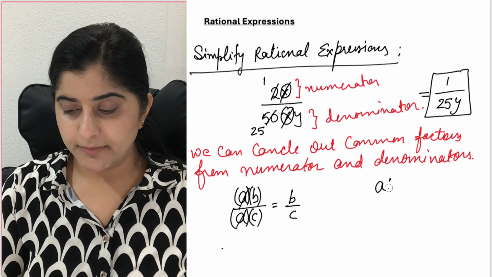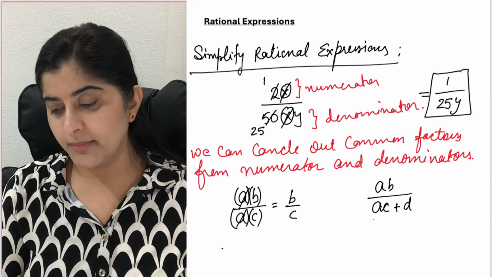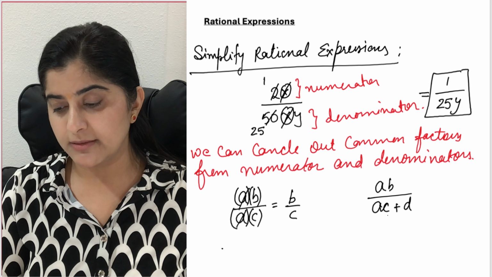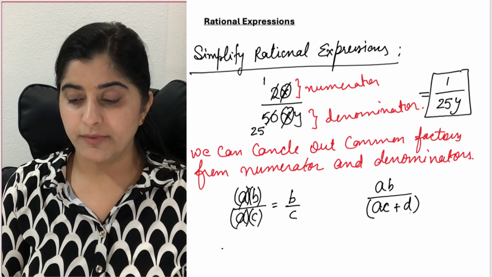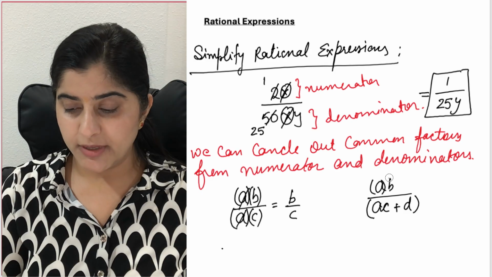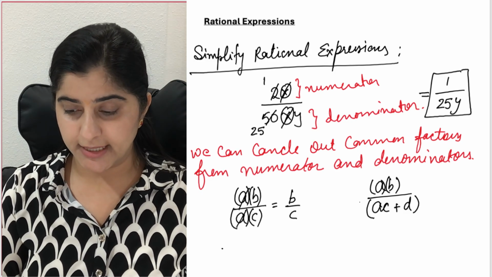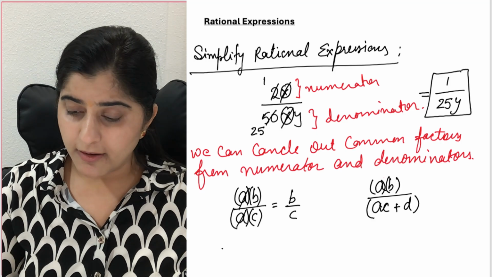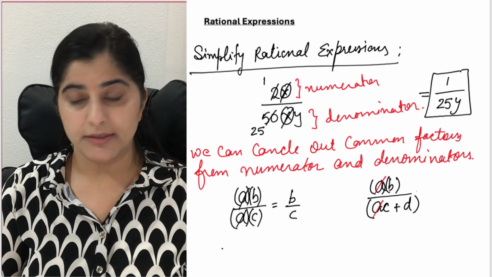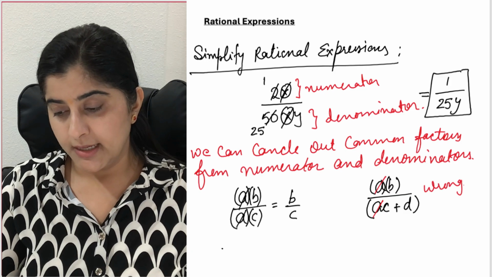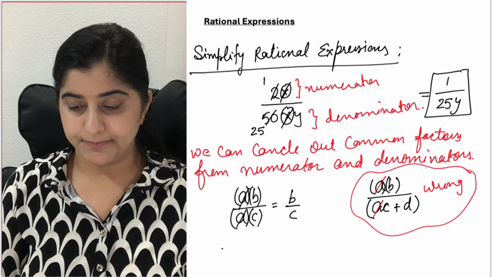If you have something like a times c plus d, you see that in the denominator these two terms are attached with a plus or minus sign. So this is one whole factor, and in the numerator we have two factors because they are combined with a multiplication sign. So we cannot cancel out a factor with the terms inside, so this is wrong. We can cancel out a whole factor with a whole factor.